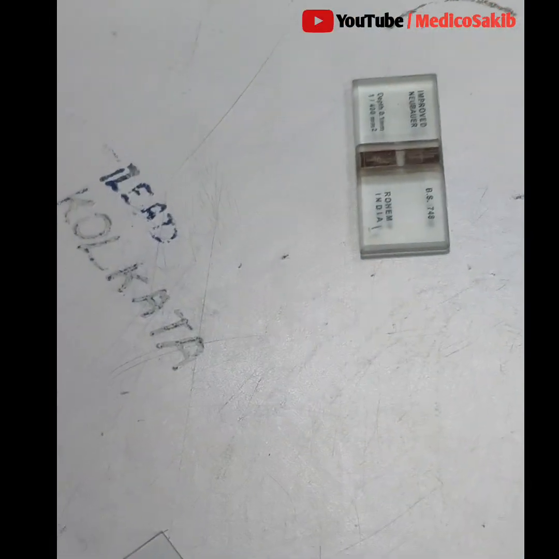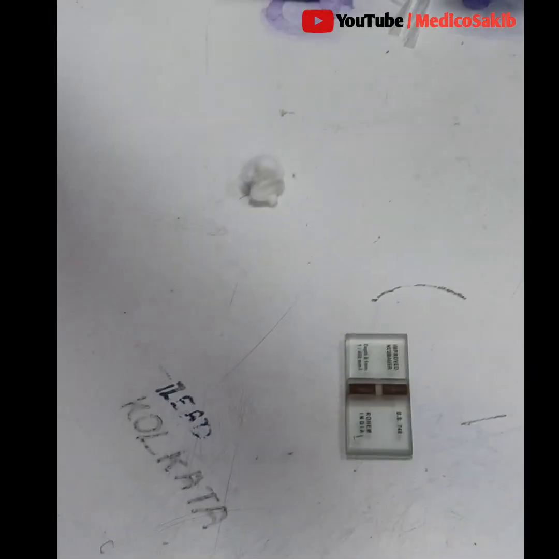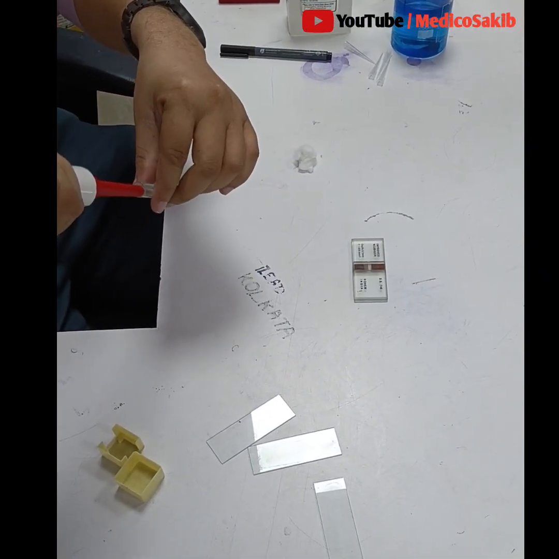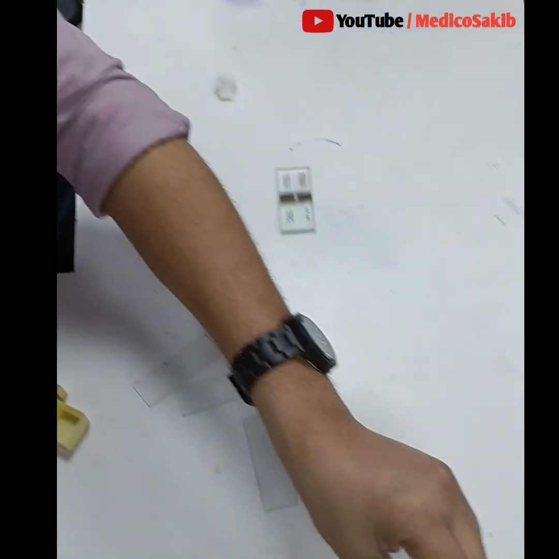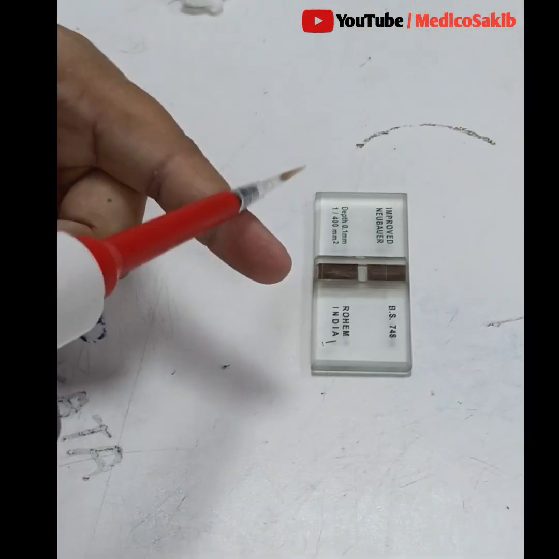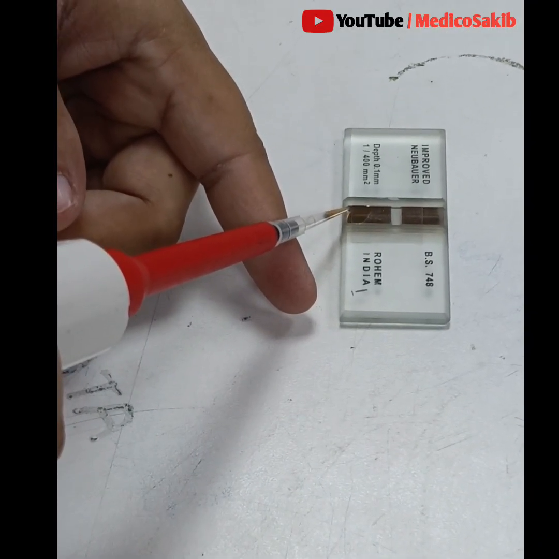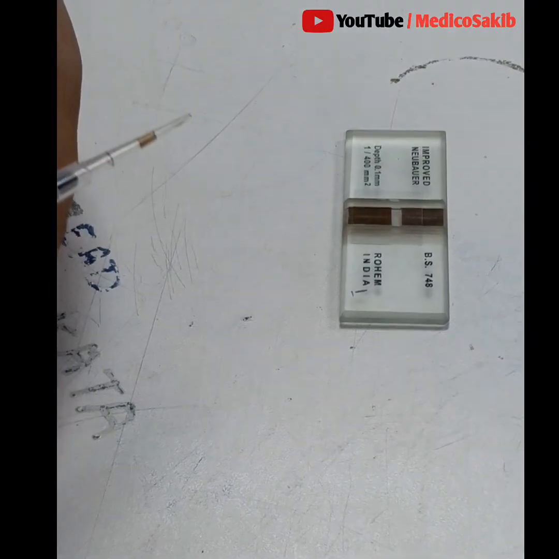In case of counting, there is a formula: count the 4 corner areas of the improved Neubauer chamber and multiply with 50. So why 50? Why is the multiplication done? I have already made a different detailed video about it. You can check it out on my channel, MEDICO SAKIB YouTube channel.